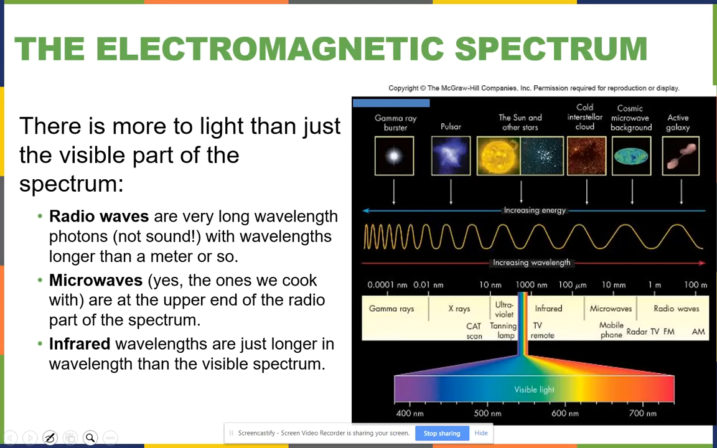Microwaves, yes, we cook with them. We use them for communications. Infrared, well, you can cook with infrared too. Infrared's actually very efficient for heating stuff. Your body is giving off a lot of infrared radiation. How many people knew that?